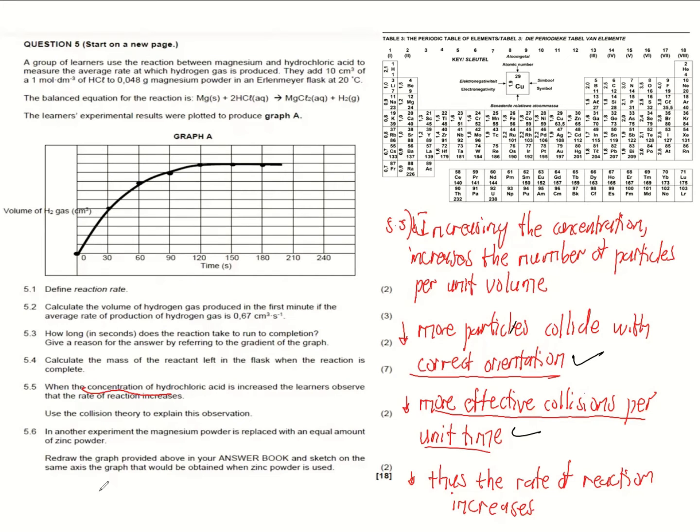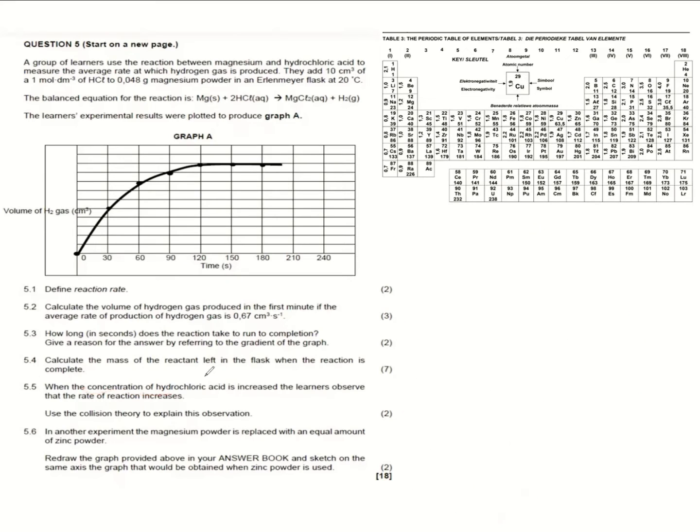Then, okay, 5.6. In another experiment, the magnesium powder is replaced with an equal amount of zinc powder. Redraw the graph provided in your answer book and sketch on the same axis the graph that would be obtained when the zinc powder is used. So, okay, let's understand this. Now, this is on nature of the reactant, right? So magnesium and zinc, they would be both reactants, right? So this is on the nature of the reactant.